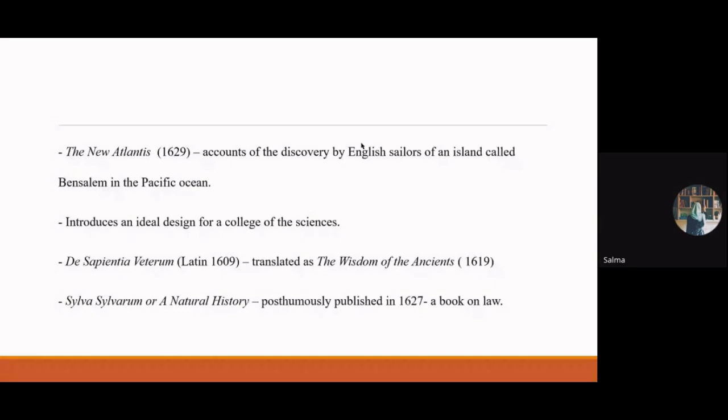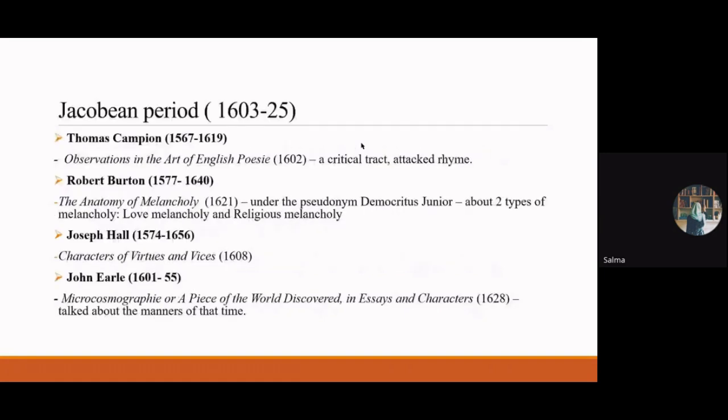He talks about the discovery by the English sailors of an island called Bensalem in the Pacific Ocean. Then he introduces the ideal design for the College of the Sciences in this work, The New Atlantis. Then he has written other works like De Sapientia Veterum, which he wrote in Latin, and that got translated as The Wisdom of the Ancients in 1619. Then Sylva Sylvarum, or Natural History, was published posthumously in 1627. This work is Francis Bacon's book on law.